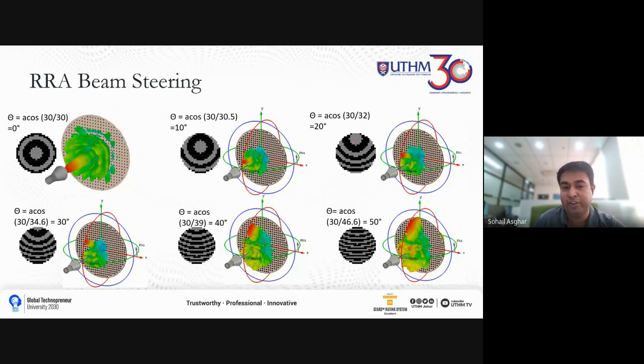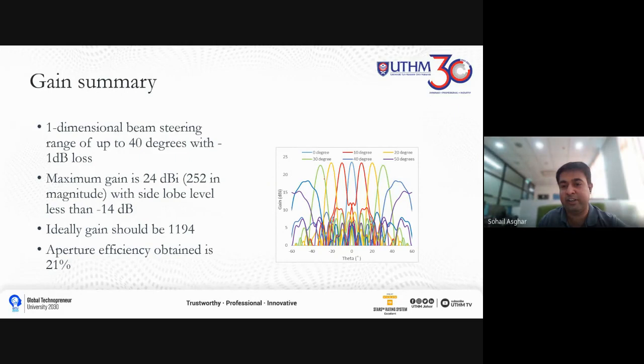And when we move a little further, we follow the same procedure for the steering. By further advancing the distance, we increase the beam steering angle. So here's the summary for beam steering of our designed reflectarray. Our beam steering range is about 40 degrees, where we have consistent gain with loss less than minus 1 dB. Our maximum gain is about 24 dBi, which represents an aperture efficiency of 21%.